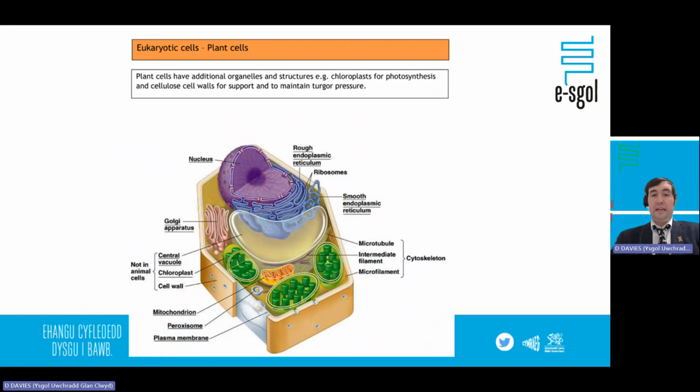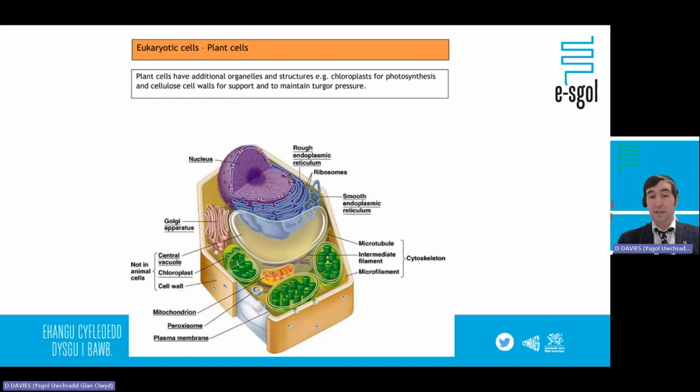Another eukaryotic cell, again, because it has membrane-bound organelles. So it has organelles that have got membranes in them. This is a plant cell. So notice some differences. There are lots of similarities. You've got your nucleus is the same, your rough endoplasmic reticulum is the same, ribosomes, smooth endoplasmic reticulum. You've got mitochondria exactly the same, the Golgi apparatus exactly the same. But this time there are the additional organelles that plant cells have.